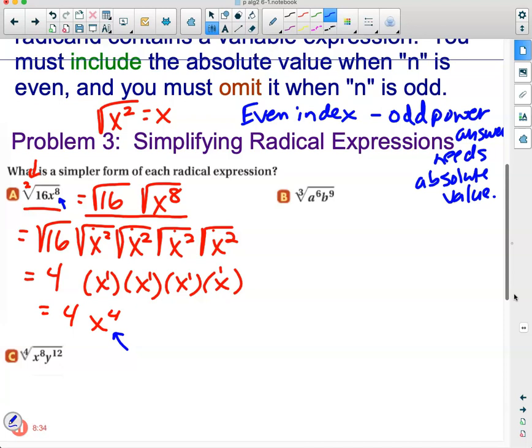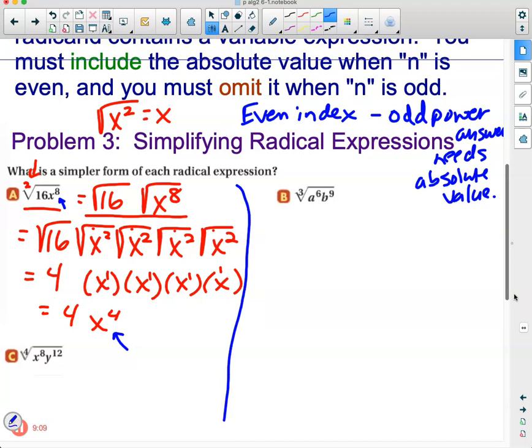Because an even index can only be used when we're taking the square root of positive values. So if the author allowed that, well, then we have to look into whether or not our answer, what we simplified the problem to, would do the same thing. So even index, odd power answers, you have to have the absolute value bars. But no, this is only for variables. That's why we didn't talk about this yesterday. Only for variables.